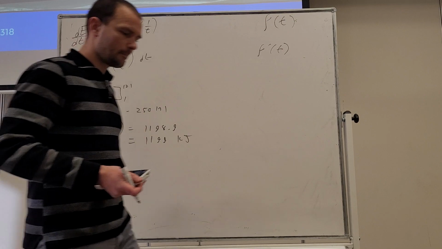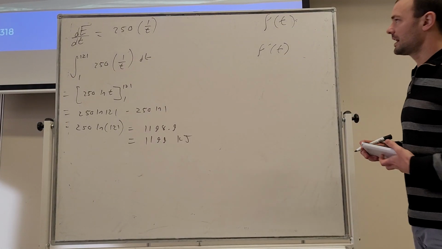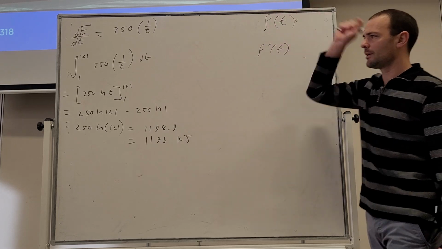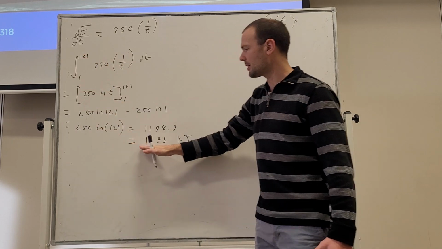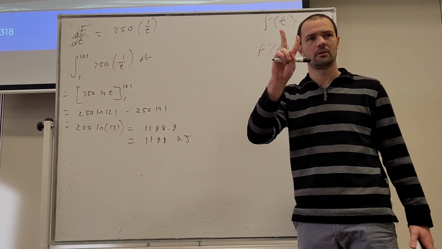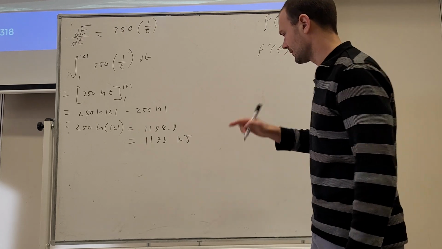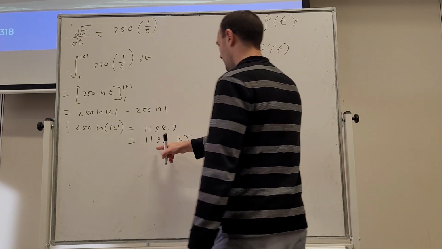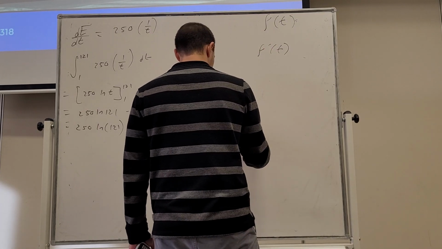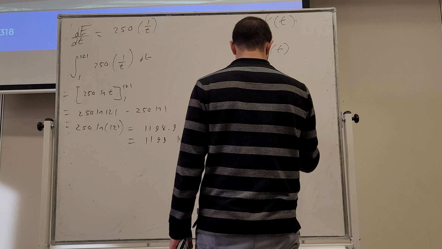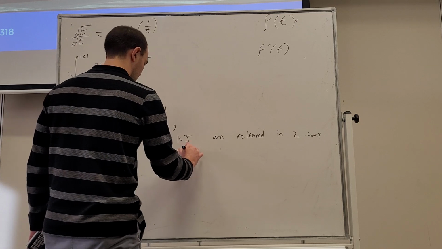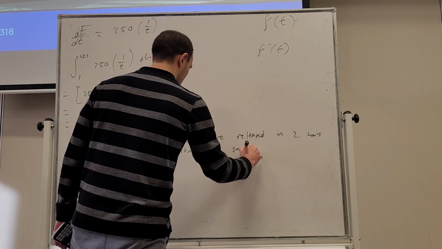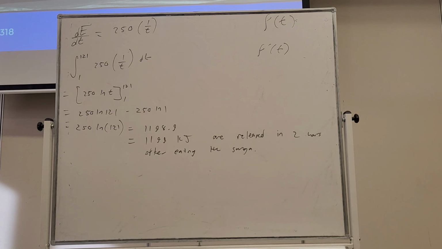So what does it mean? What have we done? F of t is the quantity function, and we've done the quantity from 1 to 121 minutes. This is how much energy is released after the first 2 hours of having eaten a sandwich. 1,199 kilojoules. So almost 1,200 kilojoules are released 2 hours after eating the sandwich.